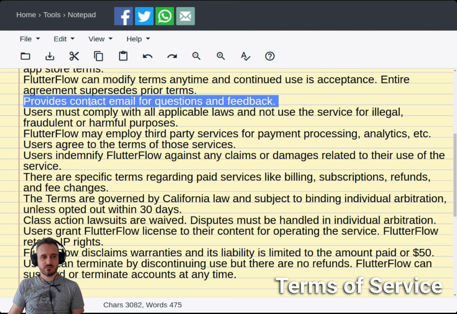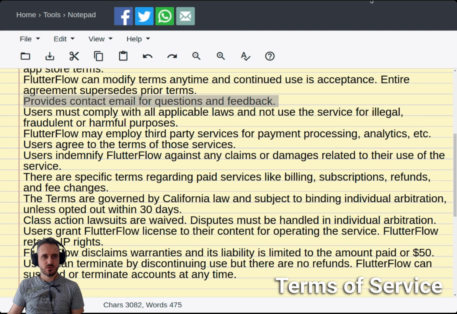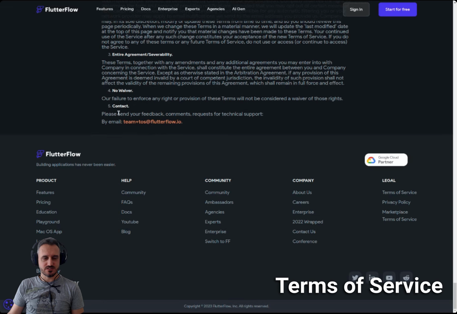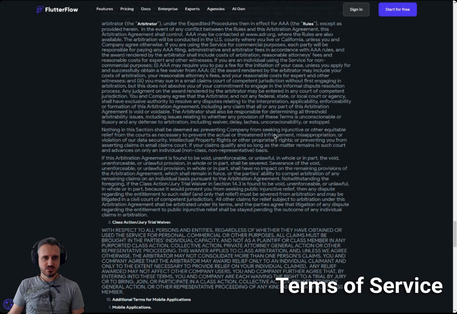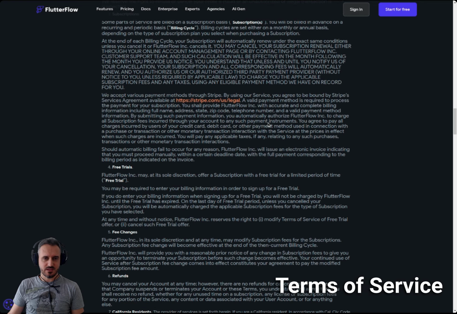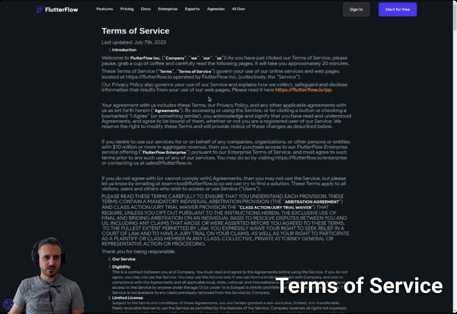And then it provides a contact email for questions and feedback. So if you have any questions, at the bottom of the terms and conditions there is this email, team+tos, which is terms and conditions at flowflow.io. And I think the same email is at the beginning as well. I think I saw it here. I can't see it right now.